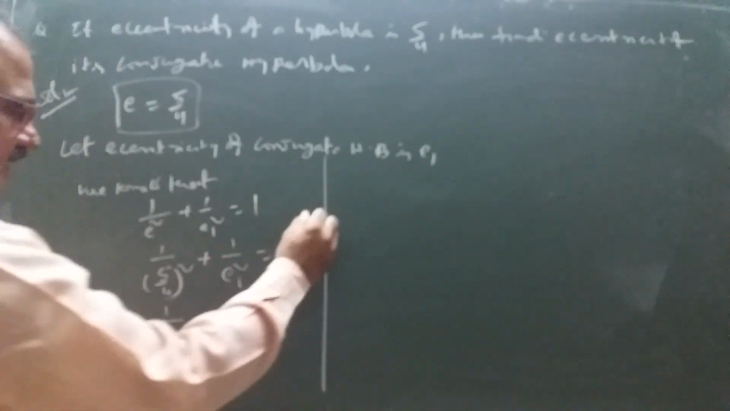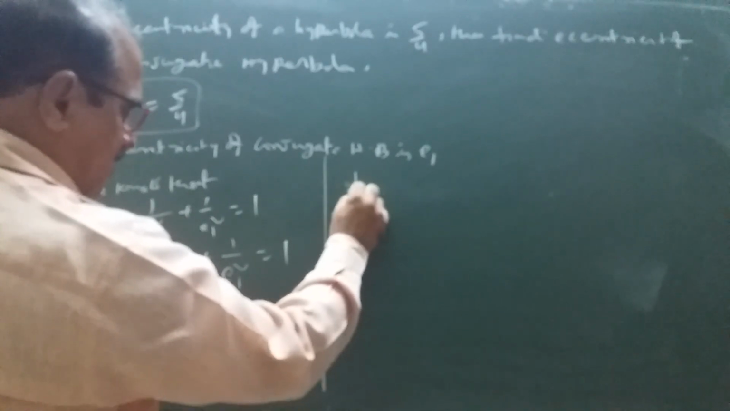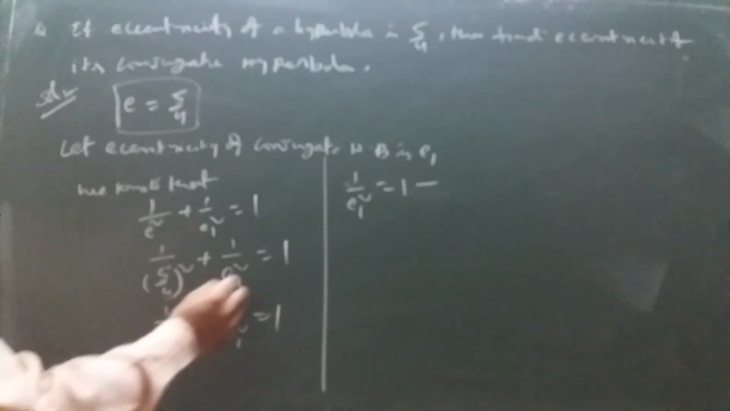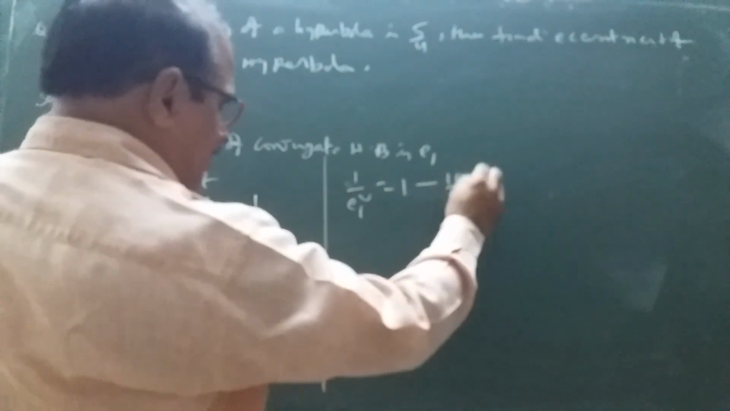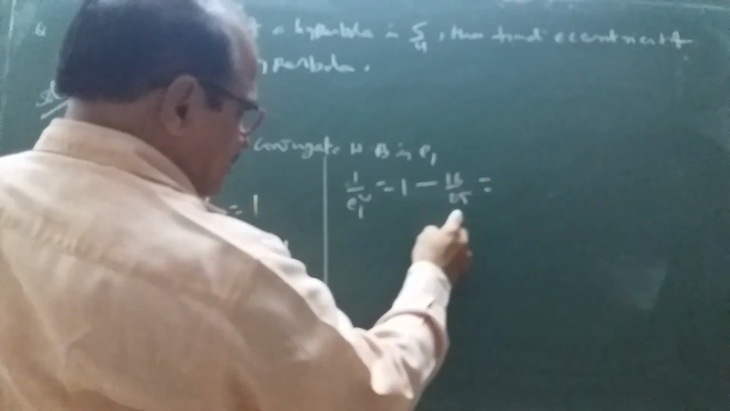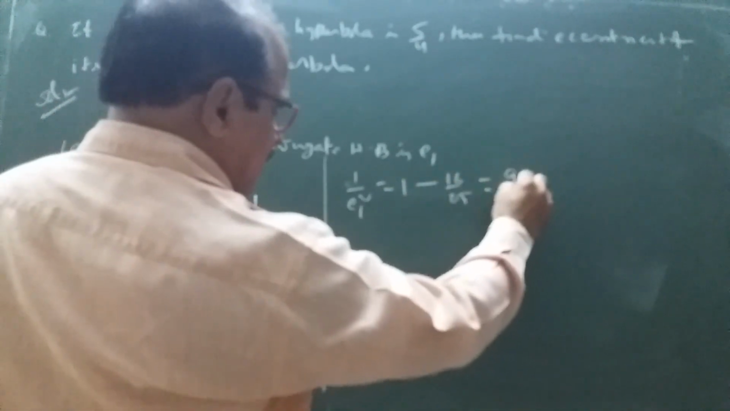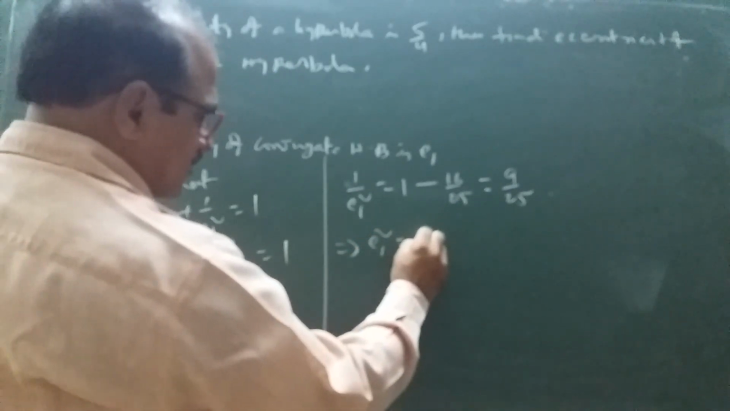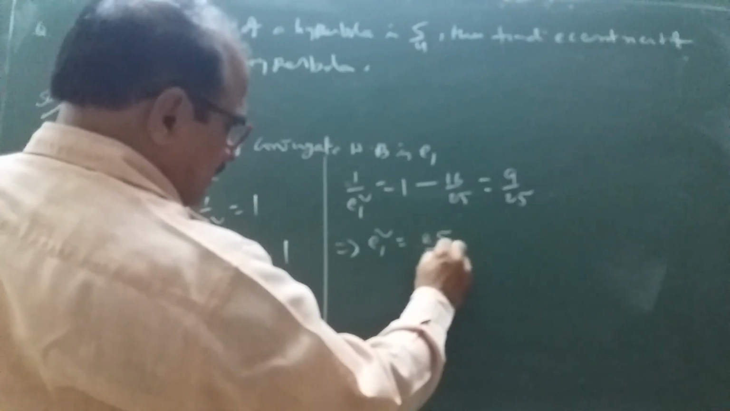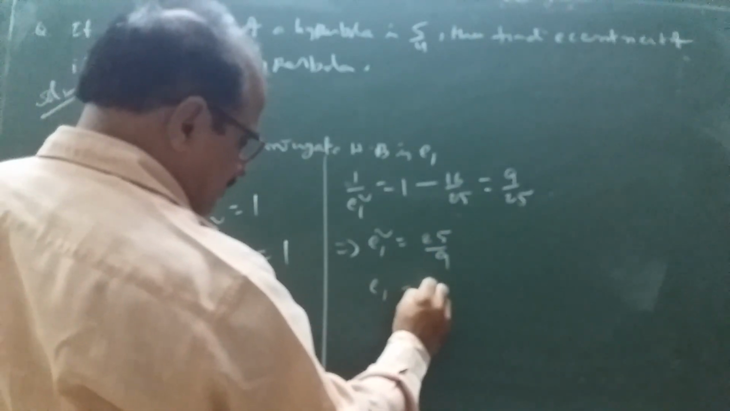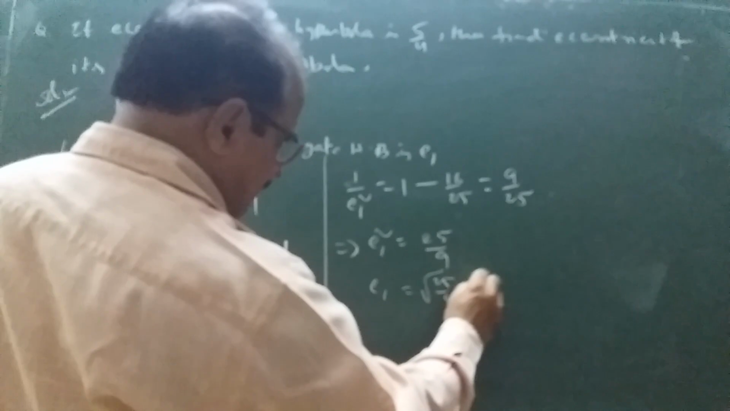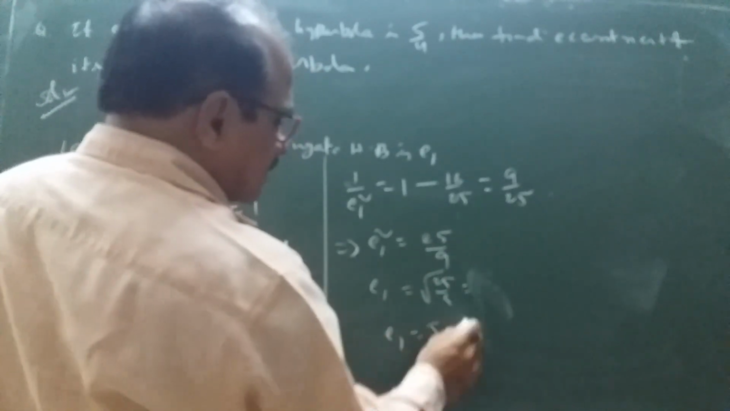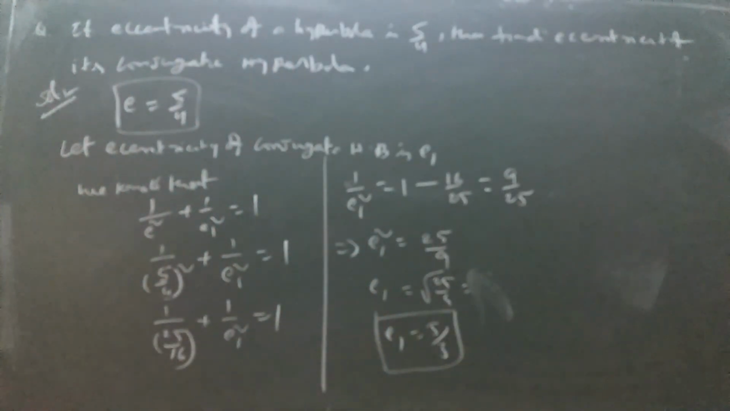If we bring this to the right side, 1 by E1 square is equal to 1 minus, this will go up, 16 by 25. By simplification, this is 25 minus 16, 9 by 25. That implies E1 square is equal to 25 by 9. That implies E1 is equal to root of 25 by 9. That is 5 by 3. E1 is equal to 5 by 3. This is very, very important in 2 marks pattern.